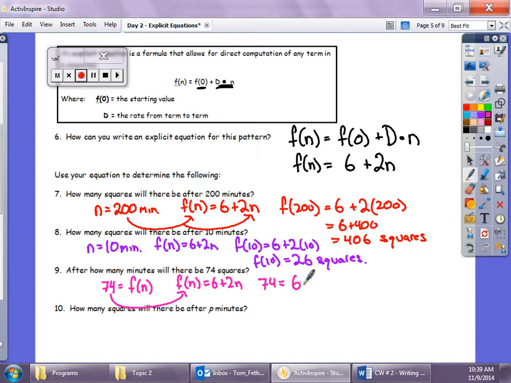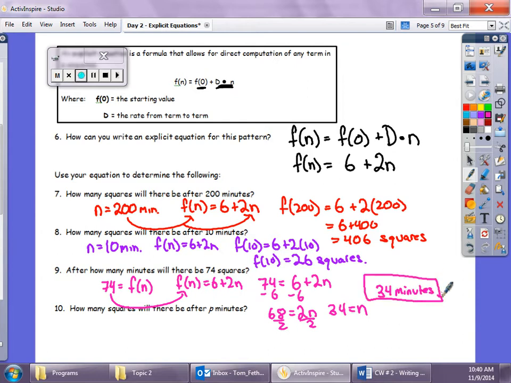So 6 plus 2n. Subtract 6 from both sides. So now it's going back to solving our equation. So 74 minus 6 will give me 68 equals 2n. Divide by 2. And 34 will equal n. So now it's not 34 squares. N stands for minutes, so it's going to be 34 minutes. So after 34 minutes, we'll have 74 squares.